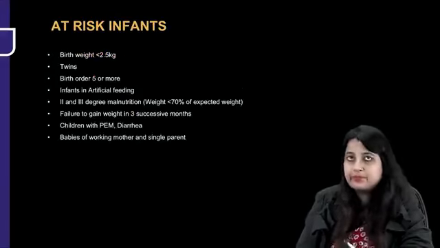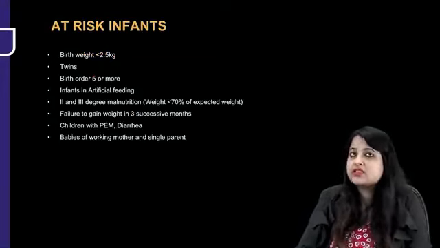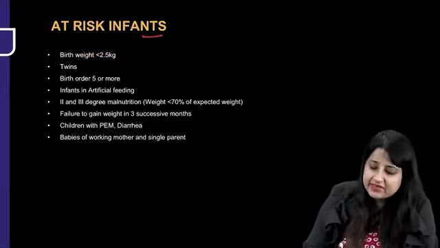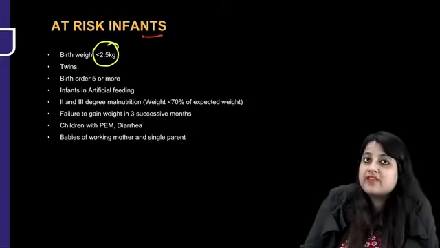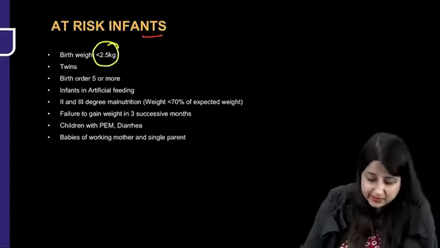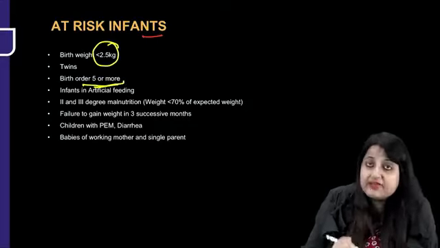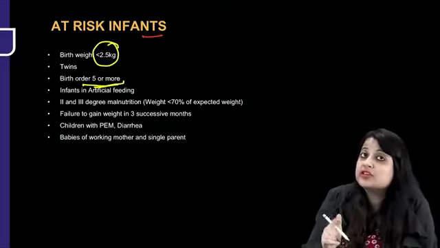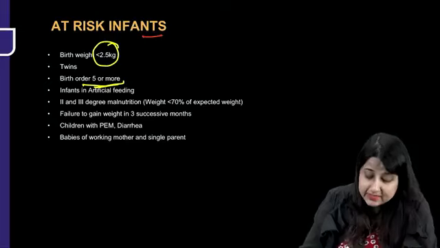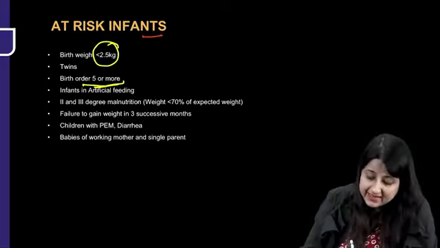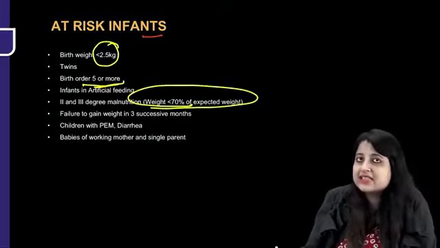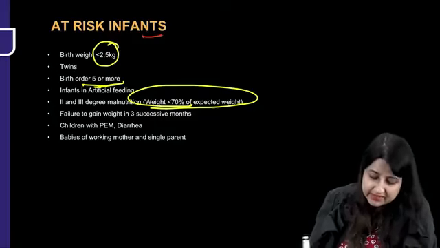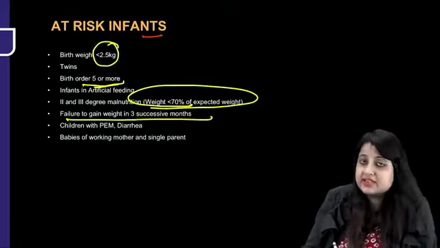Then they also ask you about at-risk pregnancy and at-risk infants. Birth weight less than 2.5 kg, because that is low birth weight. Twins, birth order 5 or more. Spontaneous abortion 3 or more was high risk pregnancy. Infants on artificial feeding. Second and third degree malnutrition. Second, third means technically the weight is less than 70% of expected weight. Then failure to gain weight in 3 successive months.